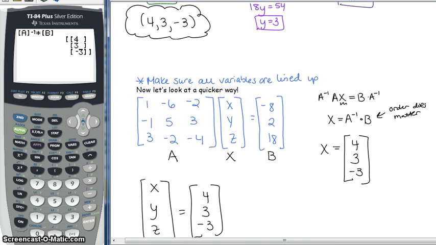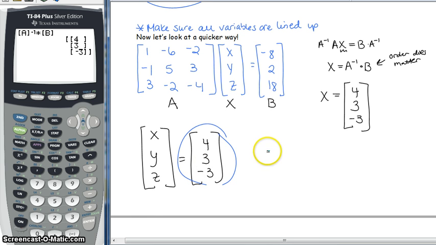Which, when we did this by hand, you see that we got exactly the same answer as we did using our calculator. The one thing that you want to be careful about is when you do use your calculator and you get this as your answer, make sure that you write it in the proper form. So it should be 4, 3, negative 3. Our x is 4, our y is 3, and our z is a negative 3.